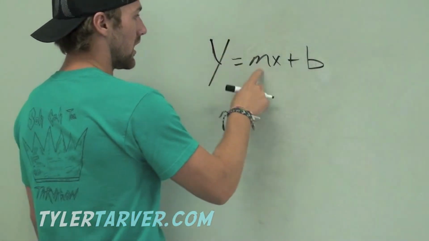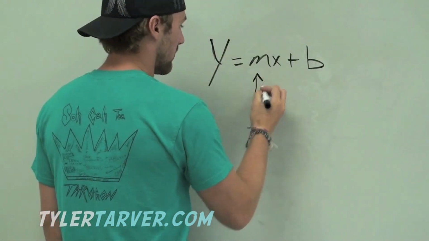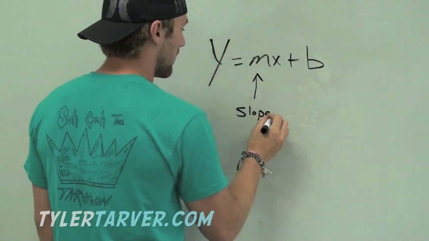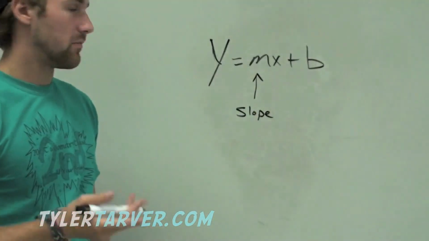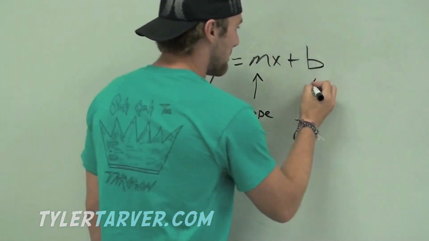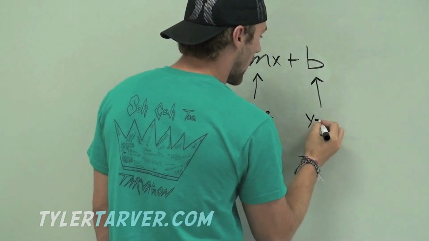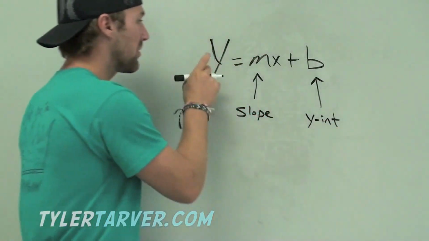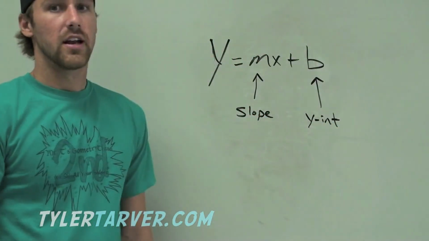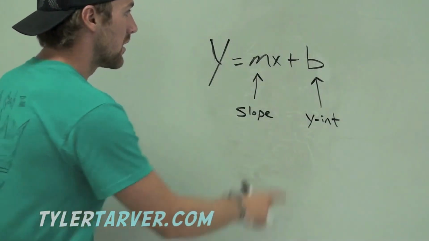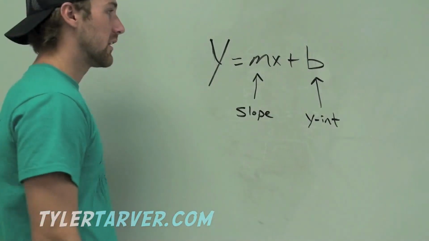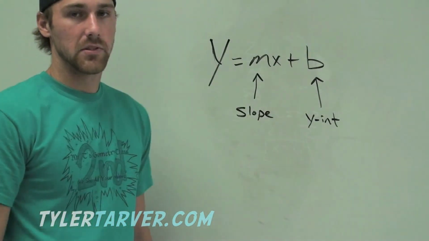Okay? M. It's very important. It's a little thing called the slope. Why they don't use S, I don't know. You'll have to ask them. B stands for the Y-intercept. A lot of people think Y is the Y-intercept. Nay, that's not it. Okay? B is the Y-intercept because it's bad to the bone.